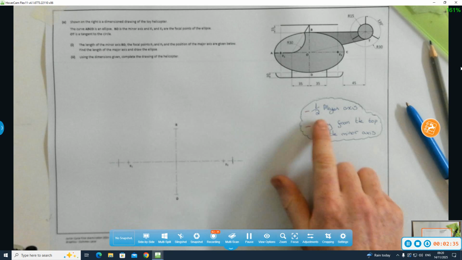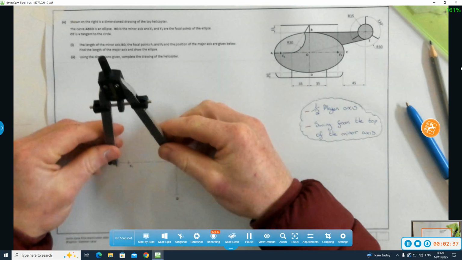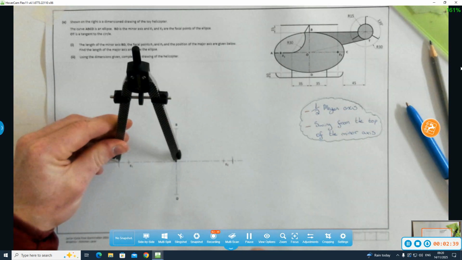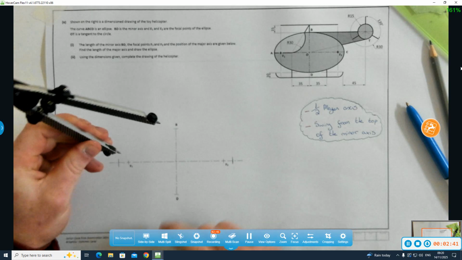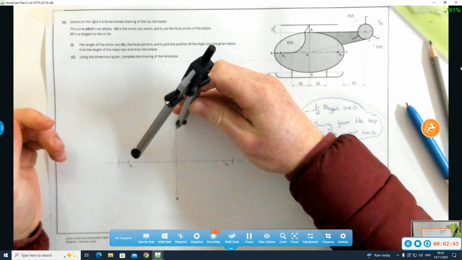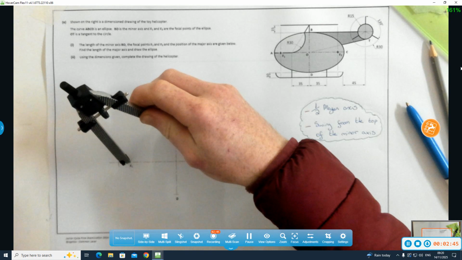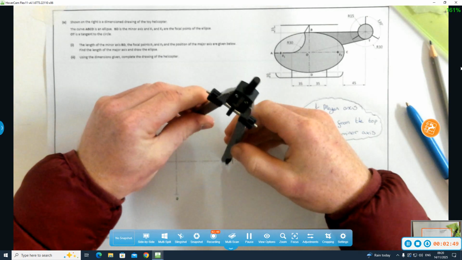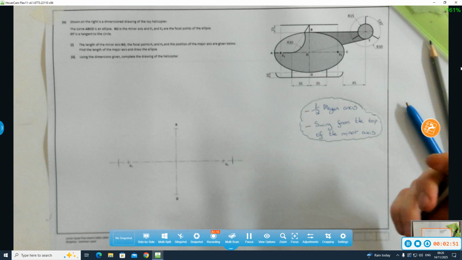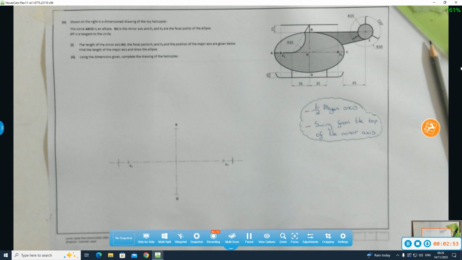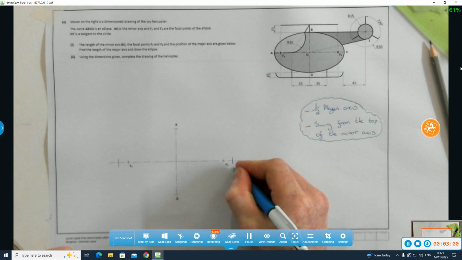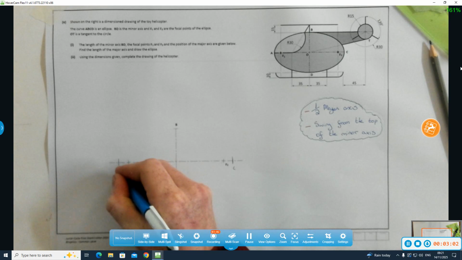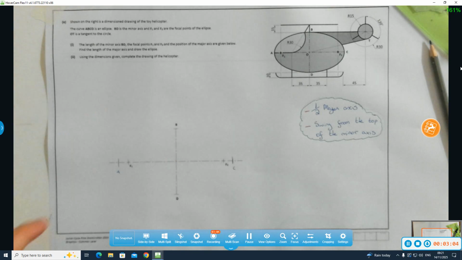If you want to test it out, get half the major axis on your compass, swing it from the top of the minor axis, and that should give you your focal points. See the way that's landing just in the focal points now if I swing that? So that's our major axis there. That is our points A and C found. So I'll write that in, C and A. So now we need to draw the ellipse.